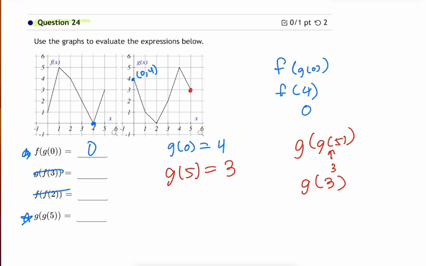Everybody see how that works? Okay. Now, I am going to use the g function one more time, but I am going to look at an x value of 3. An x value of 3 on the g function, what's my height? 2. The answer is 2.